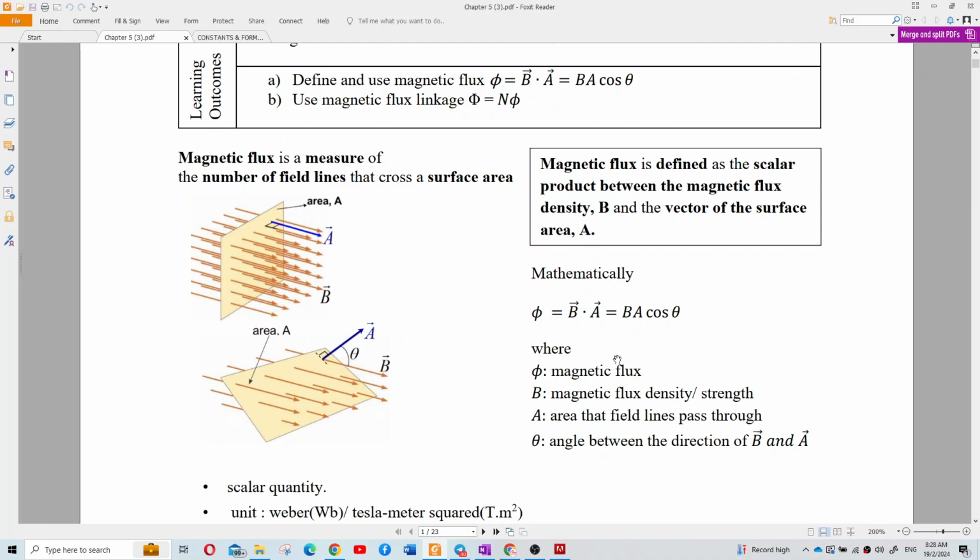I will explain. Magnetic flux is defined as the scalar product between the magnetic flux density and the vector of surface area. So it's a product. Product means multiply: multiply the magnetic flux density B and the area.